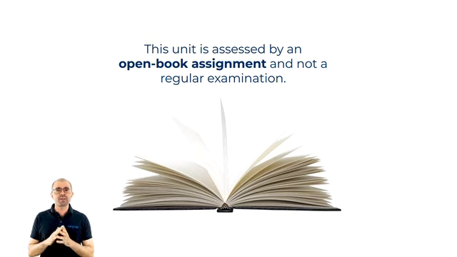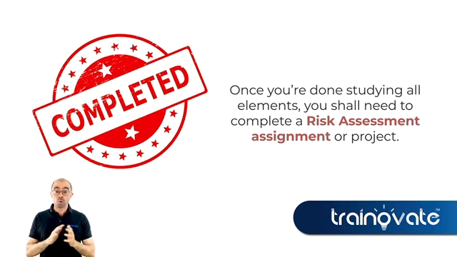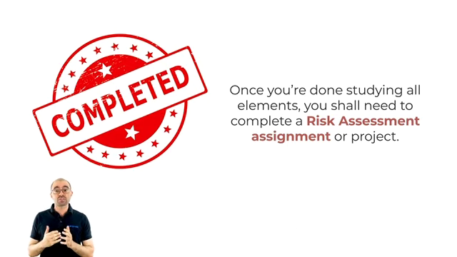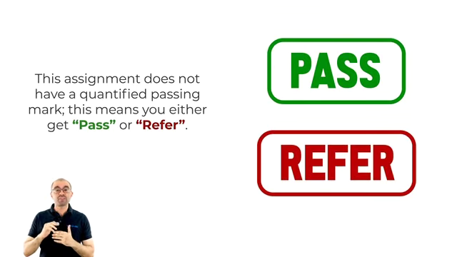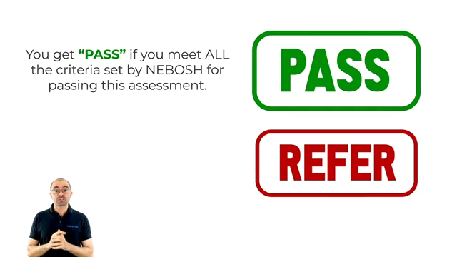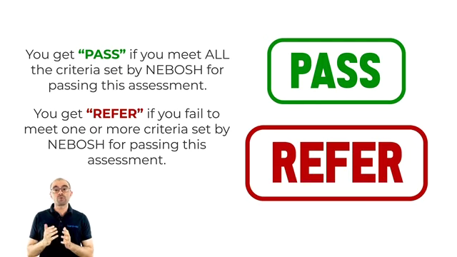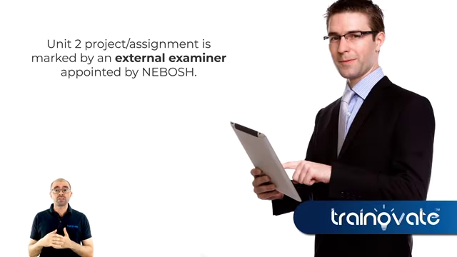This unit is assessed by an open book assignment and not a regular examination. Once you're done studying all elements, you shall need to complete a risk assessment assignment or project. This assignment does not have a quantified passing mark. This means you either get pass or refer. You get pass if you meet all the criteria set by NEBOSH for passing this assessment. You get a refer if you fail to meet one or more criteria set by NEBOSH for passing this assessment. Unit 2 project or assignment is marked by an external examiner appointed by NEBOSH.